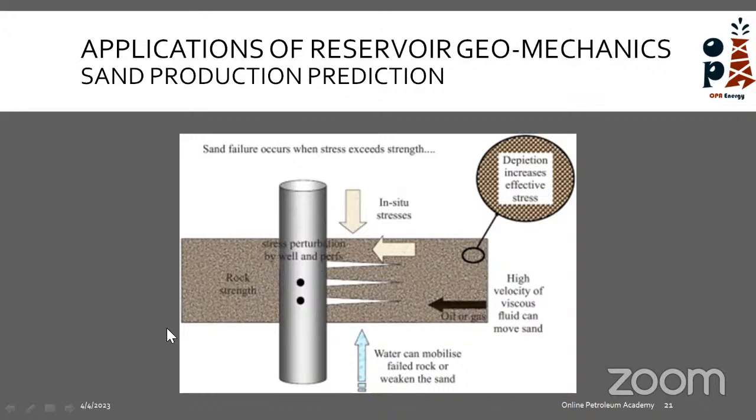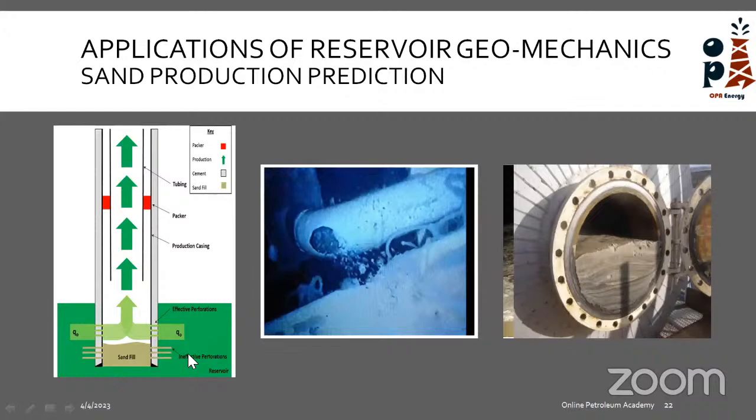So as we mentioned, if you have a sand fill, you will have ineffective perforations. But what will happen if sand is being produced with your fluid? It will cause a major problem. It will cause erosion in your production tubing, and it can cause erosion in your manifolds, like here. It's a real picture.